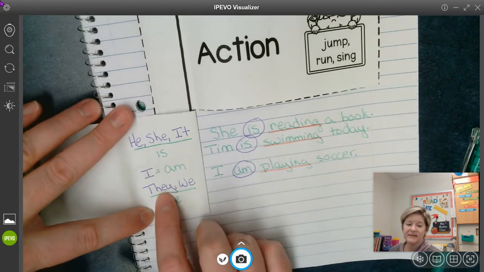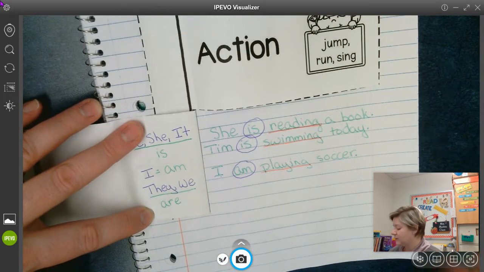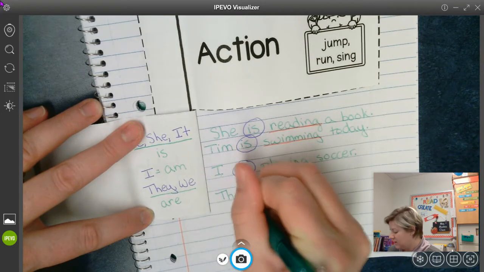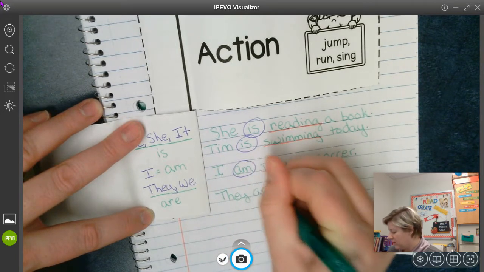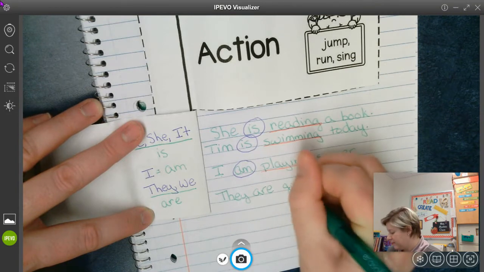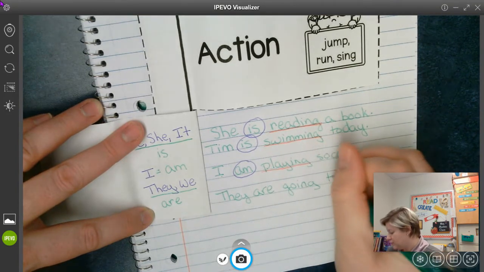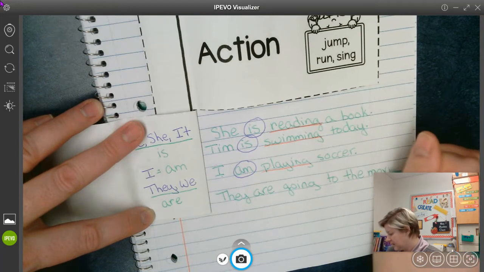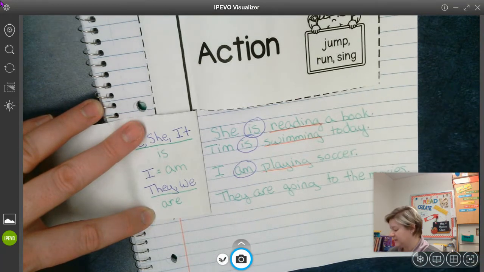And then the last is they or we. We're using the word are. So they are going to the movies. I think I'm stretching my sentence beyond my tab.